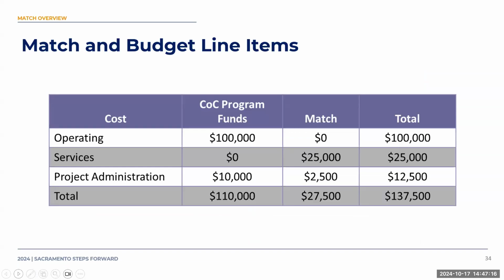So here is, again, a visual on how the match doesn't have to be apples to apples anymore. It can be apples and oranges as long as it's all eligible. Here you see a project that has operating money, no service money from HUD, and a little bit of project admin. In their match, they've brought in services either in-house or in-kind. They have had to supplement their project administration budget. And their match is the 27.5 that they need to provide to HUD as the 25%.